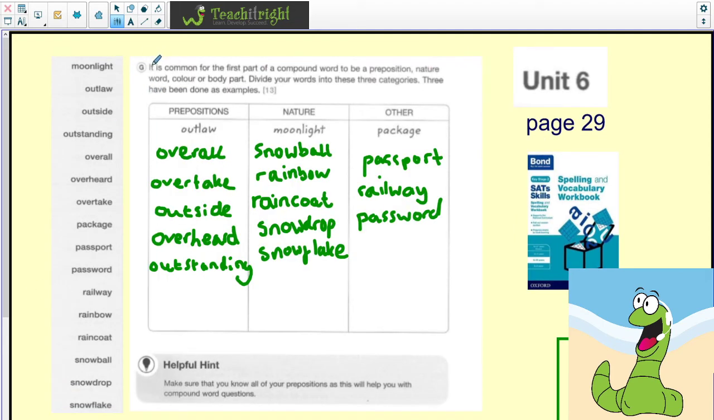Next little task: it is common for the first part of a compound word to be a preposition, a nature word, a colour or a body part. So divide your words into these three categories. Three have been done as examples. So prepositions, we've got outlaw, overall, overtake, outside, overhead and outstanding. The nature words, we've got snowball, rainbow, raincoat, snowdrop and snowflake. And then the other, we've got passport, railway and password. So again, hopefully you've gone down through and checked those. A good opportunity to pause the video at this stage and double check.